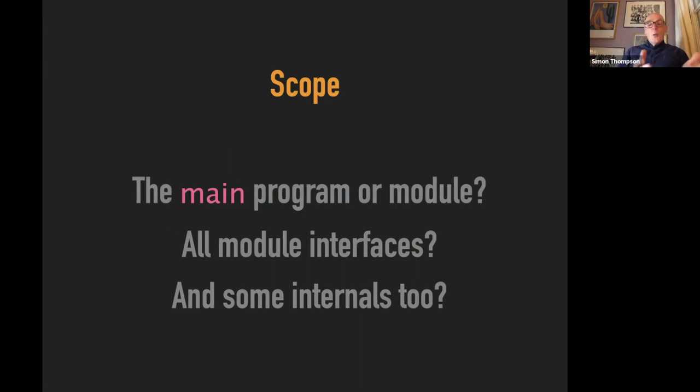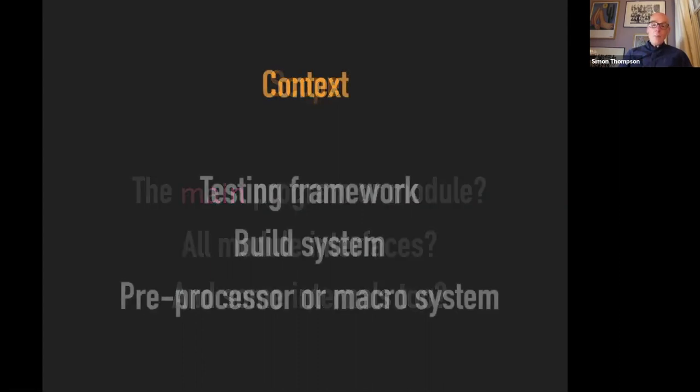Now, we're not always sure what we mean. Do we mean just as long as the main program works or the main module, we can modify anything else under the hood? I think we probably mean more than that. We probably mean perhaps all module interfaces, and we probably mean some internals too. We want to preserve as much as we can while doing the change that we've made. So when we talk about preserving meaning, it is important to be aware of what it is and isn't that we want to include.